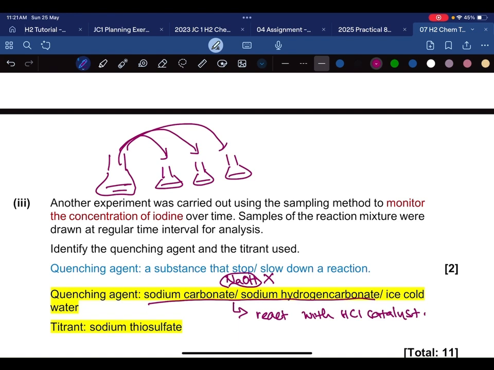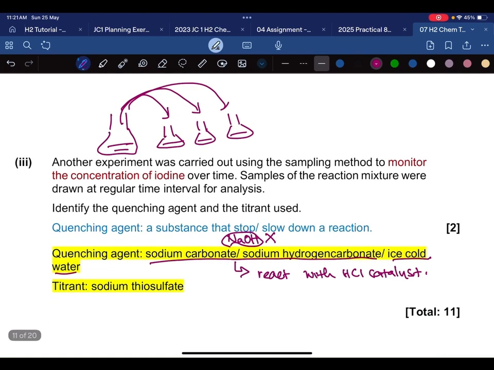If you cannot think of a suitable chemical to use, then always use ice cold water. If you quench in ice cold water, the low temperature will absorb away the energy, and your reaction mixture will simply slow down because the temperature is lower.